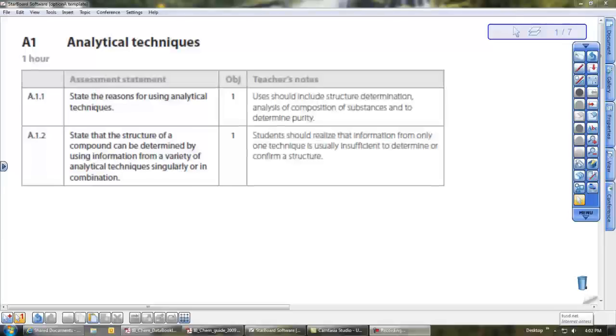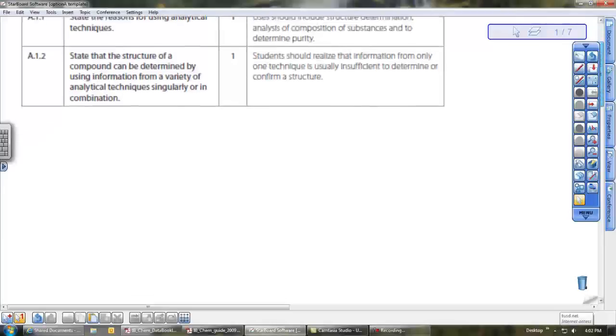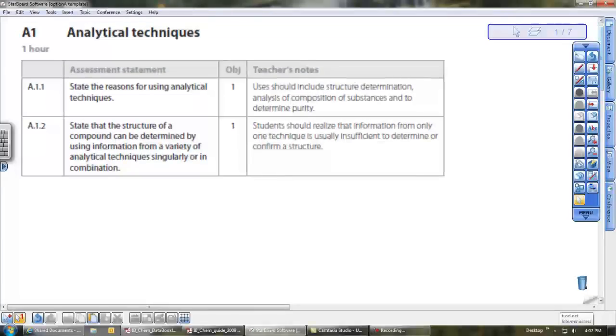Okay, option A is an option that covers the analysis of chemical compounds. It's titled Analytical, well, the whole section is called Modern Analytical Techniques. And what we're going to learn, I believe, is 4 different techniques for analyzing chemical compounds. Now, this first category basically has 2 points for you to know. The first is the reasons for using these techniques.